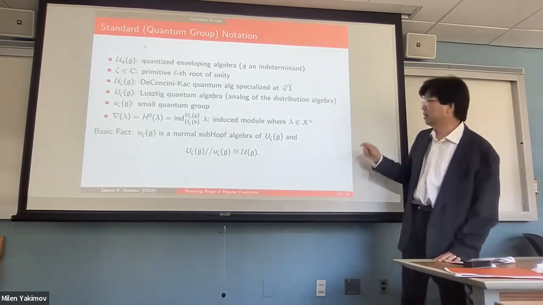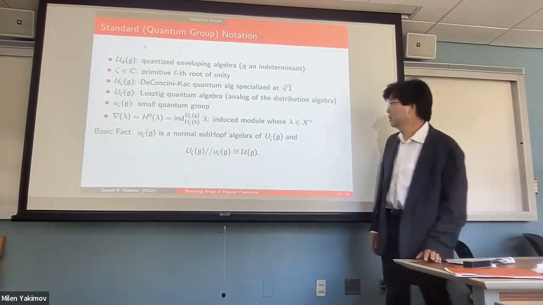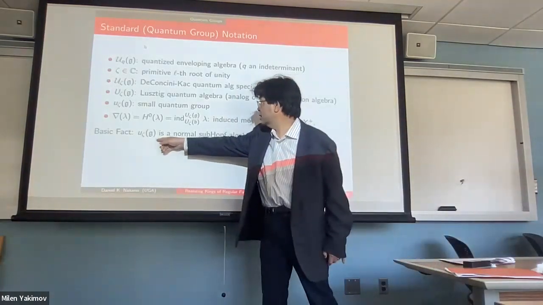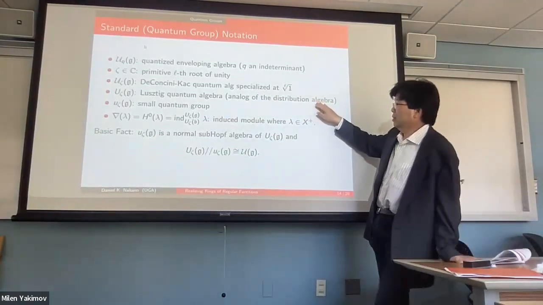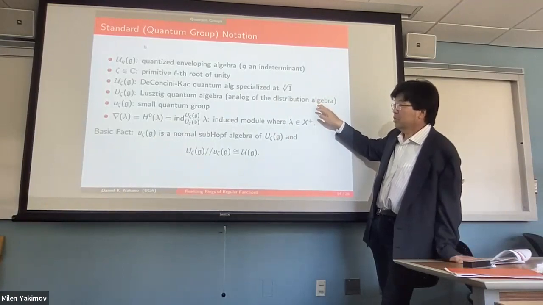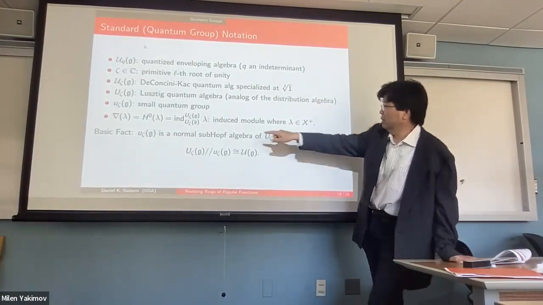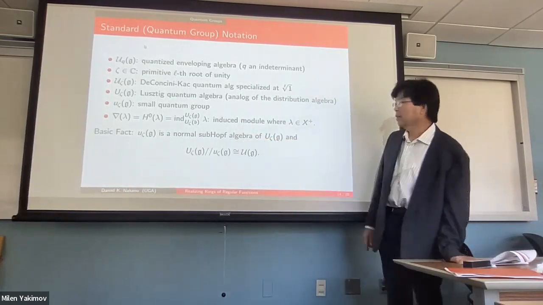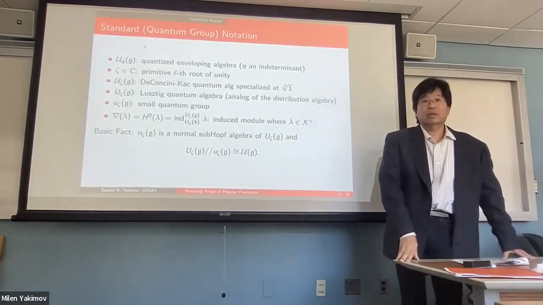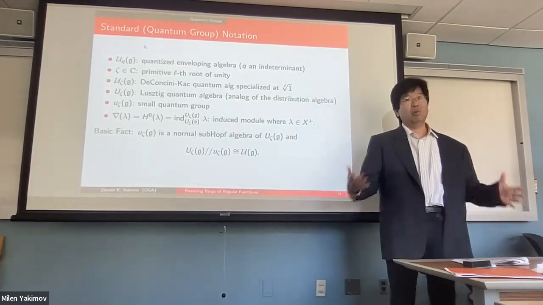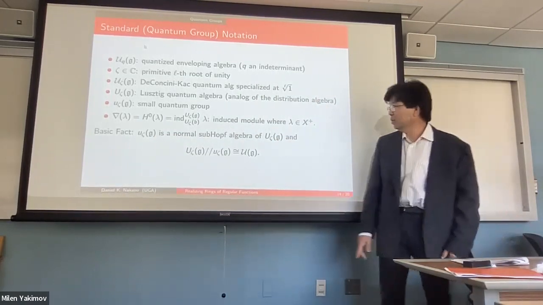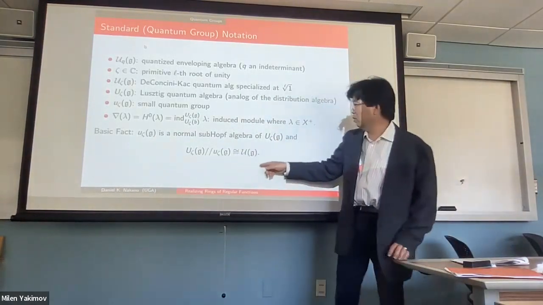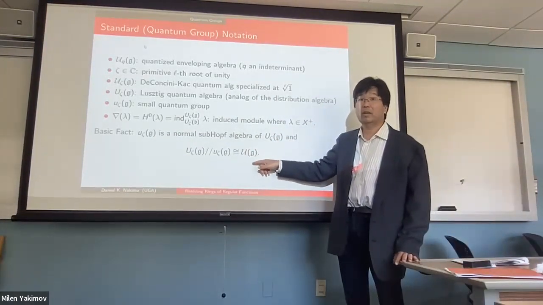Now, what is not analogous is the following fact. This small quantum group is actually a normal sub-Hopf algebra inside the Lusztig quantum algebra. And so the question is, what happens when you take a quotient of the Lusztig quantum algebra by the small quantum group? You might think, oh, maybe I get something quantum again. But the answer is no. The answer is you get something which is not quantum. When you take the quotient, you get the ordinary universal enveloping algebra back again.